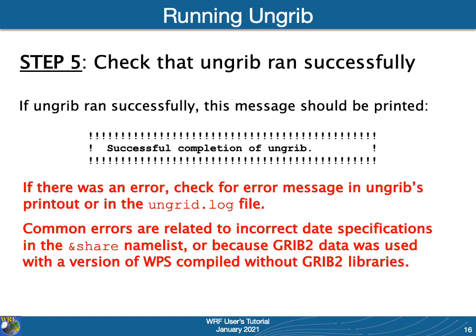After the ungrib program finishes running, just like with the GeoGrid program, we should expect to see a message printed to the terminal screen and to the log file that says successful completion of ungrib. As with GeoGrid, if this message is not printed, it's worth checking the log file, which in this case is called ungrib.log, to see if there's any indication of what might have gone wrong. One common mistake is to use an incorrect date format when specifying a start date or end date in the shared namelist group. Another common mistake is to accidentally symbolically link files that are not actually grib files into the run directory.